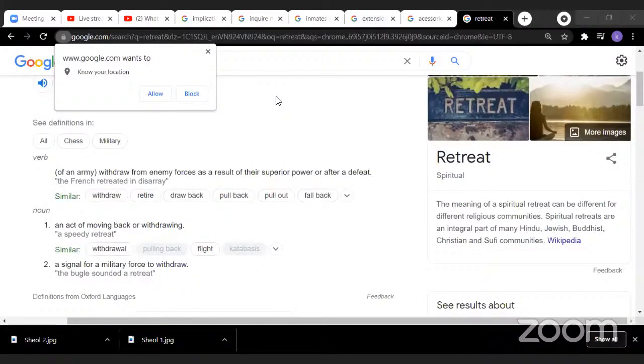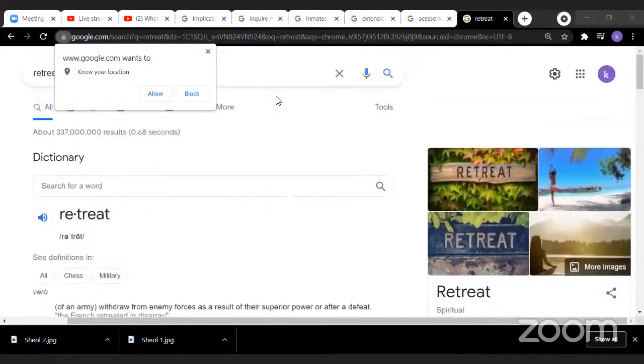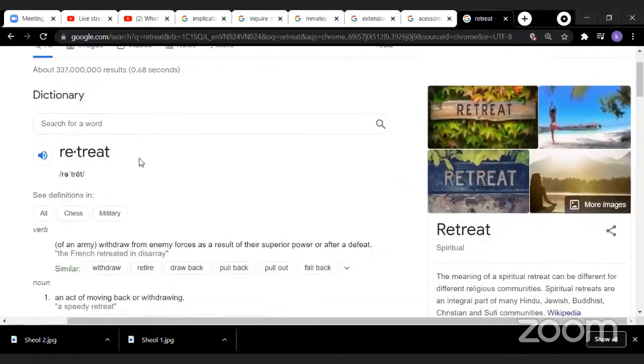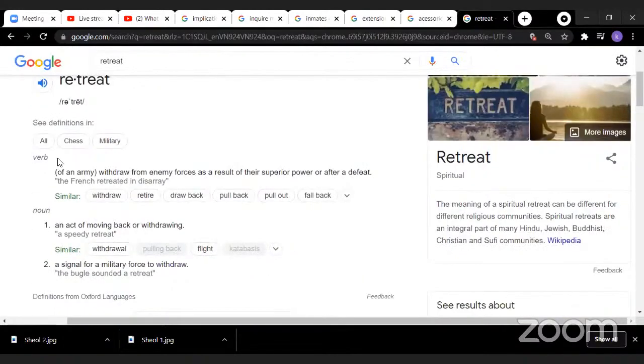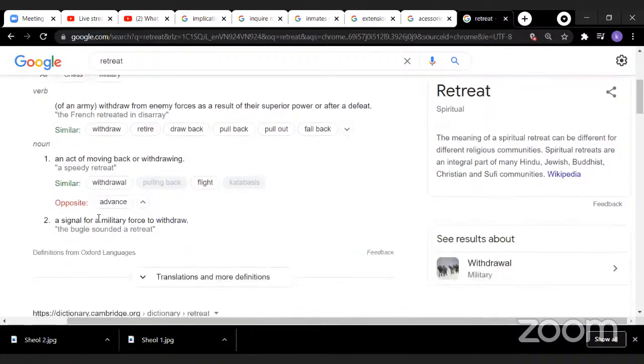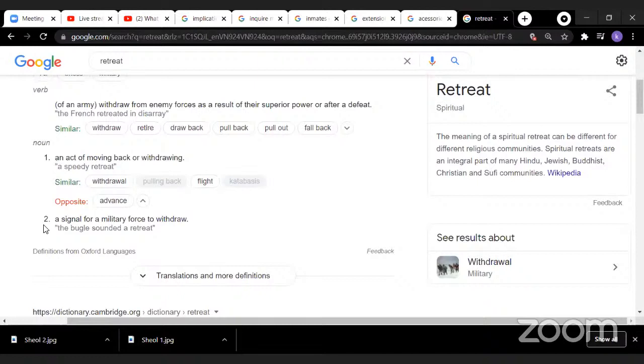Well, what I'm used to thinking about when you think about a retreat is a place to go to relax. Right. So, okay. So retreat, verb, of an army, withdraw from an enemy force as a result of their superior power or after a defeat. As a noun, an act of moving back or withdrawing. Okay, withdrawal, flight. 2, a signal for a military force to withdraw.